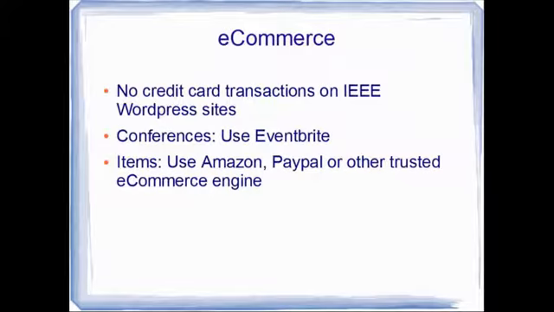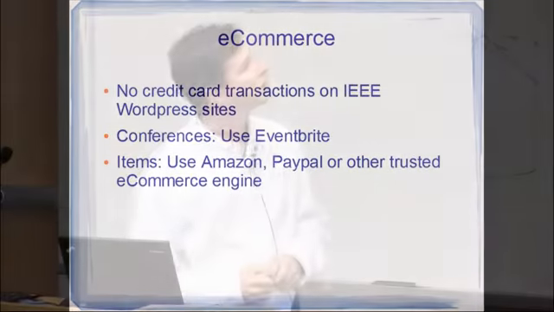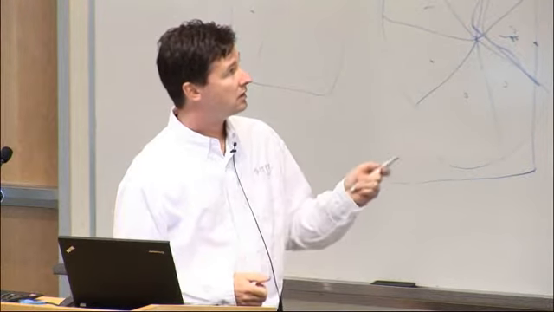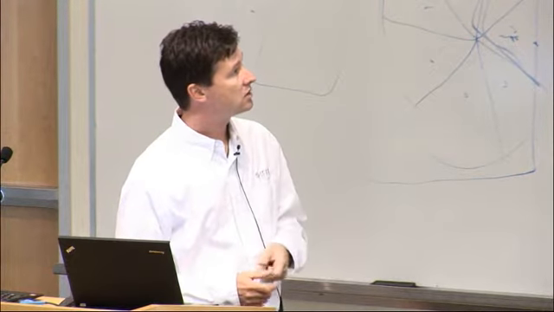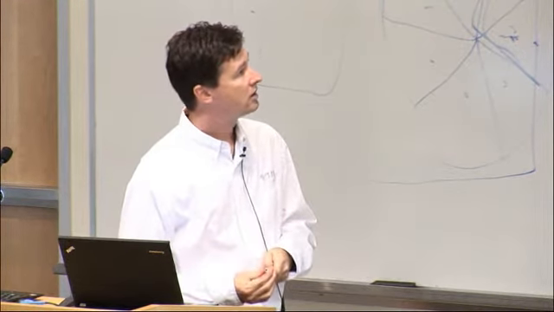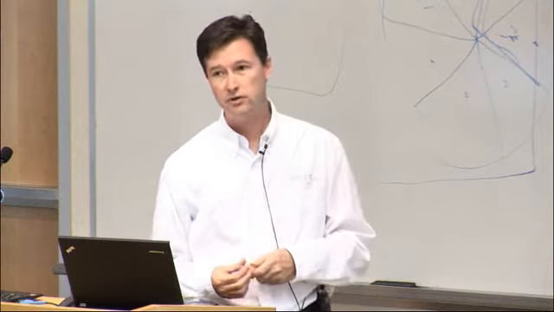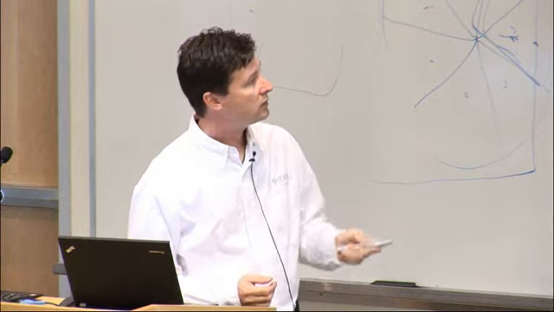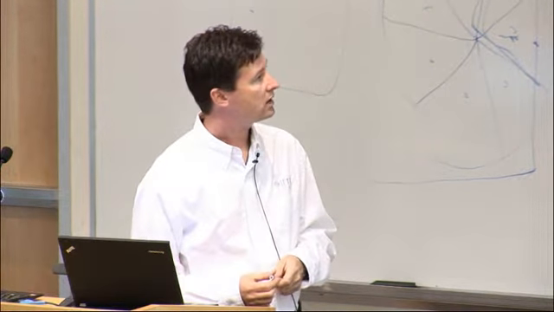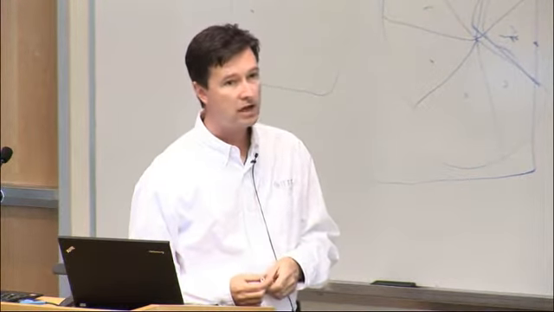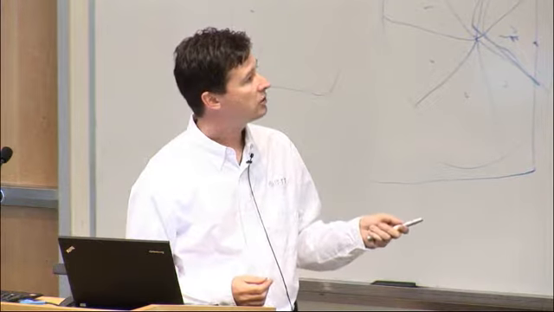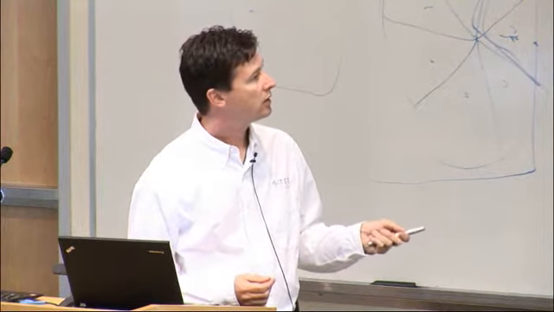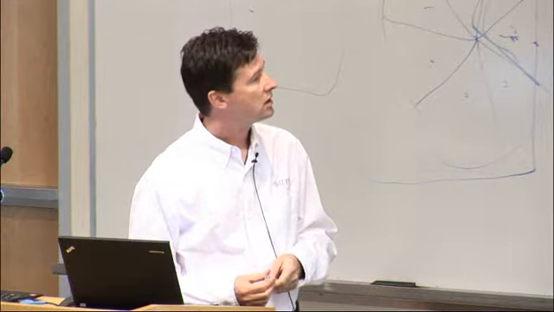All right, so let's talk about e-commerce a little bit. I think this will be more interesting to folks. As we've said, there's no credit card transactions on IEEE WordPress sites, but there are ways still to do e-commerce. For conferences, we've been using Eventbrite. I'll show you that in a minute. And then if you're selling items, you can use Amazon, PayPal, or some other e-commerce engine.